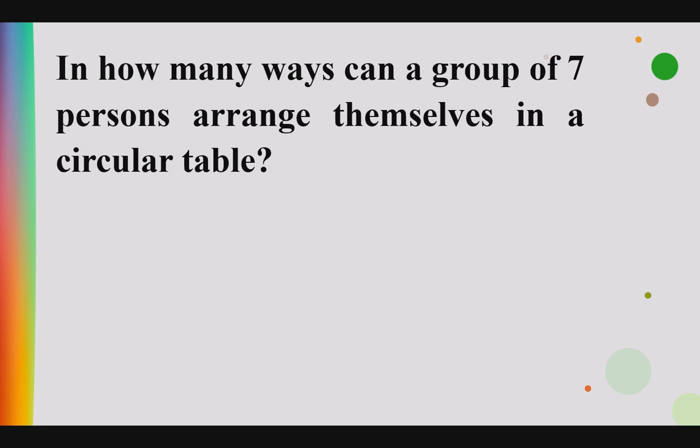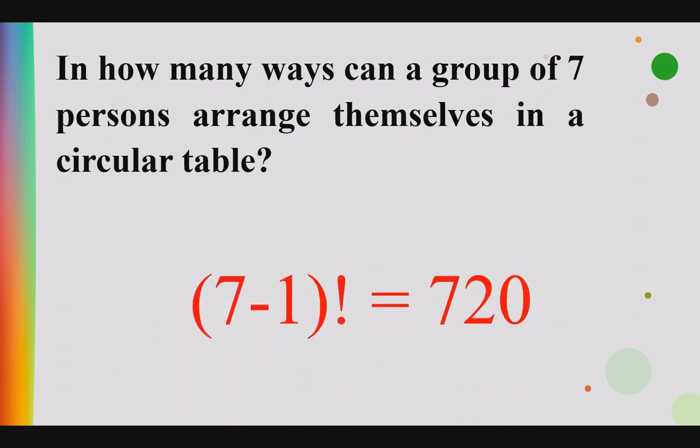Next, in how many ways can a group of 7 persons arrange themselves in a circular table? So this one is a circular permutation. But which will you use here, the first formula or the second? Let's see if our answers match. Okay, the correct answer is 703.